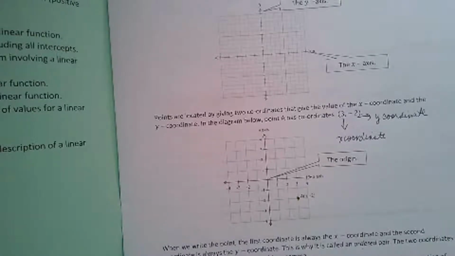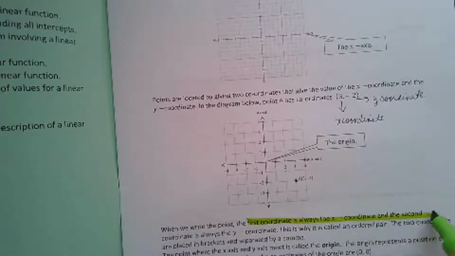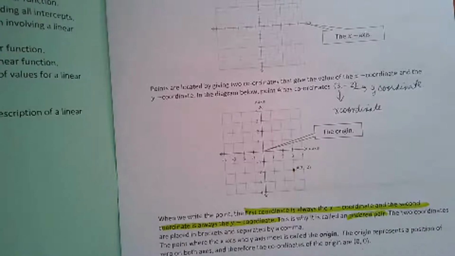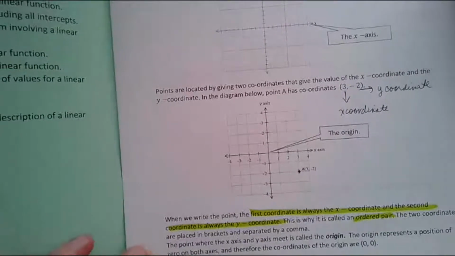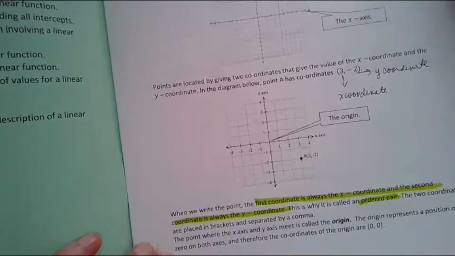So this is where A is. When we write the point, the first coordinate is always the x coordinate, and the second coordinate is always the y coordinate. This is why it's called an ordered pair. The order matters, right? The first number is x, the second number is y. Write these numbers separated with a comma, and they're nested in a pair of brackets, okay?